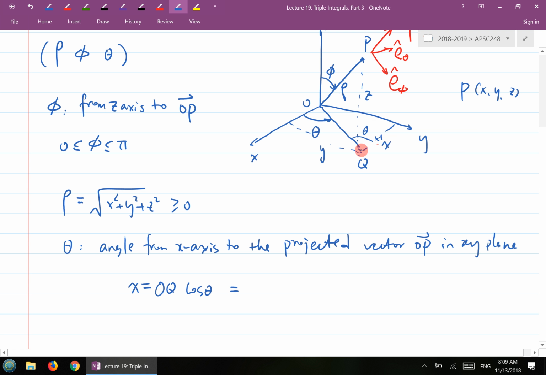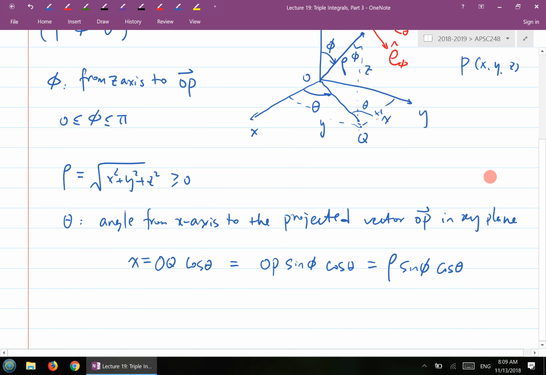And then what is OQ? OQ is the projected segment of OP, and this is your phi here. So OQ equals OP times sine phi, and then times cosine theta. And OP, the distance, is rho, so it's rho sine phi cosine theta. That's your x, so x equals rho times sine phi times cosine theta.